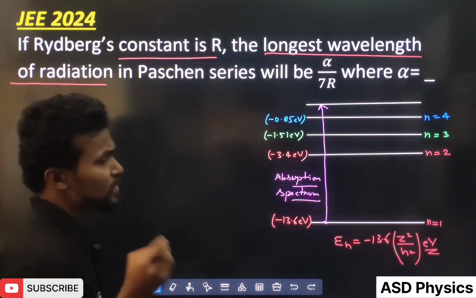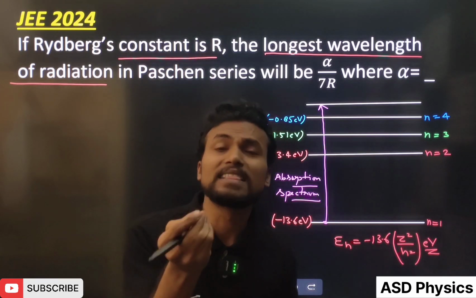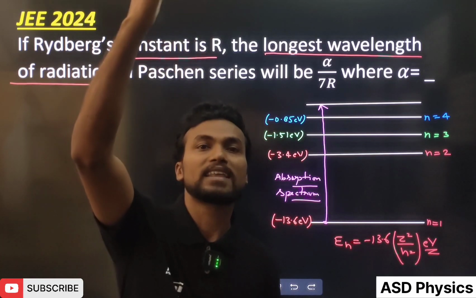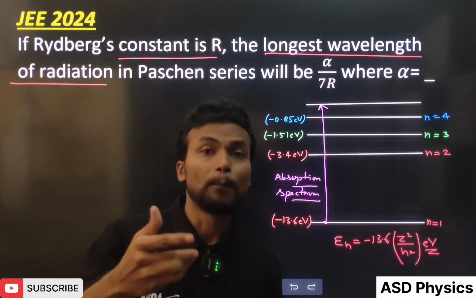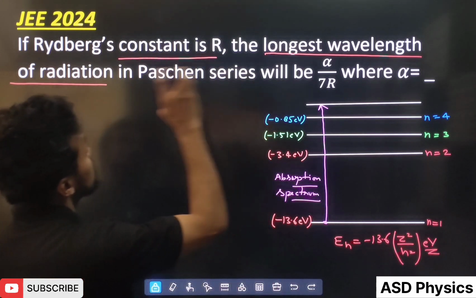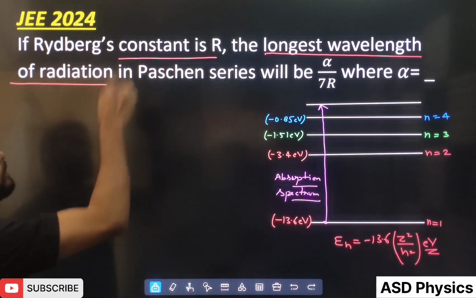Now students, if we talk about the Lyman series, in the emission spectrum the electron will jump from a higher energy state to n equal to 1. In the Balmer series, from a higher energy state to n equal to 2. And in this question, what are they telling here? Paschen.